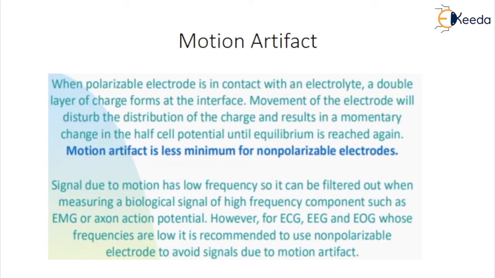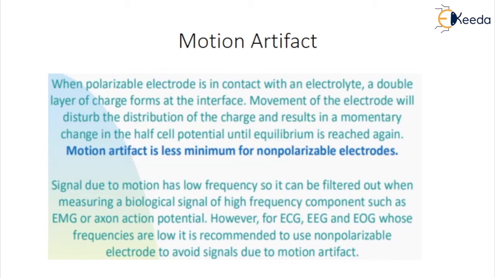Next very important topic, motion artifact. When a polarizable electrode is in contact with the electrolyte, a double layer of charge forms at the interface. Movement of the electrode will disturb the distribution of the charge and result in a momentary change in the half cell potential until equilibrium is reached again. Motion artifact is minimum for non-polarizable electrodes.